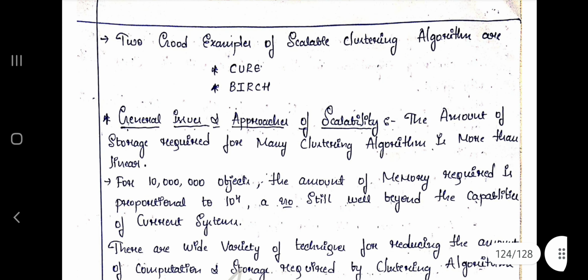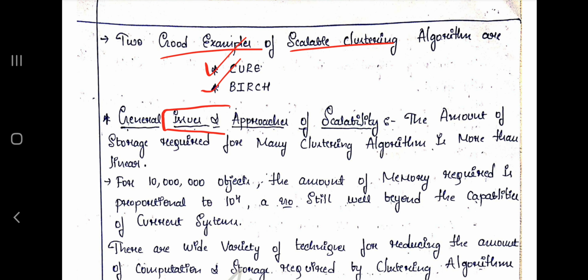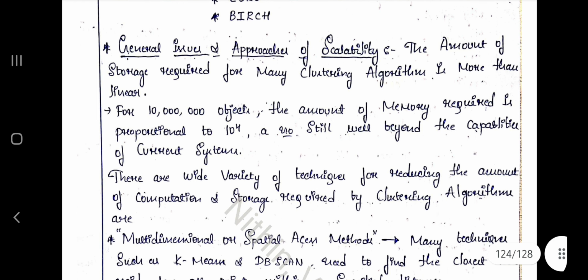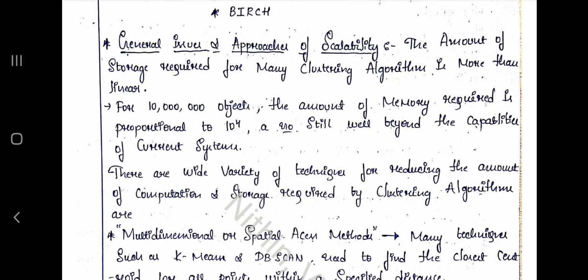Okay, so two good examples of scalable clustering algorithms are CURE and BIRCH. I'll tell you what key points you need to write in CURE and what key points you need to write in BIRCH. Okay, so what are the general issues? First, let's discuss the approaches of scalability. So see, here I told you, don't go through all the notes, time is less.